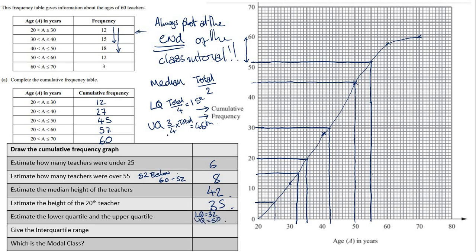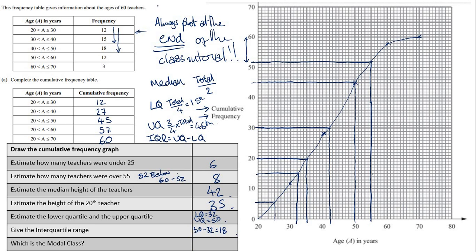Okay, interquartile range is your upper quartile take away your lower quartile, which is going to be 50 take away 32, which is equal to 18. And what that does is tell you how closely together the middle of your data is.